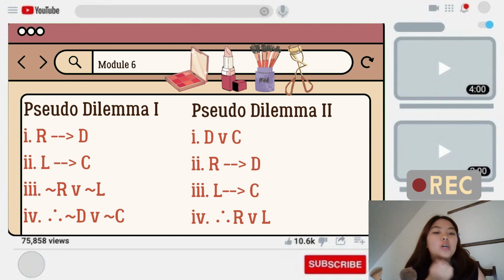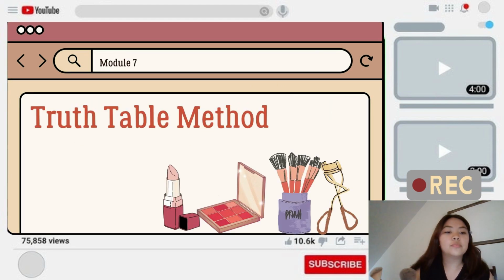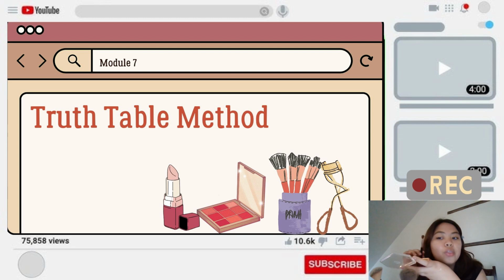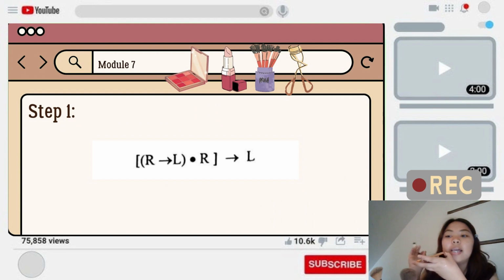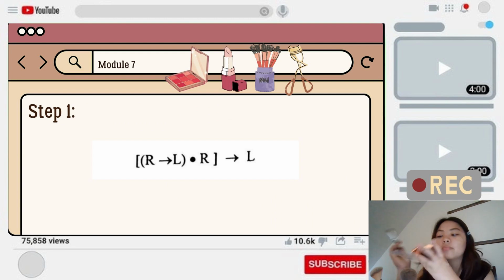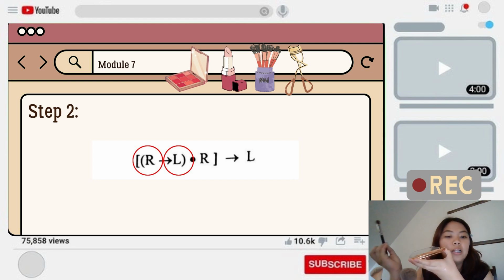Moving on to module number 7, constructing a truth table method. In here, we are going to determine the validity or invalidity of any argument form in terms of the truth table method. First step is representing the argument in horizontal form, like what is shown in the PowerPoint. Second is counting the number of simple statements in the argument. In here, we have 2, the R and the L.